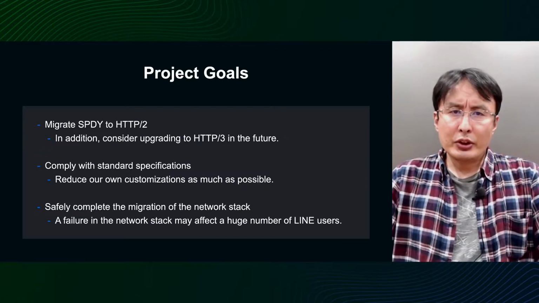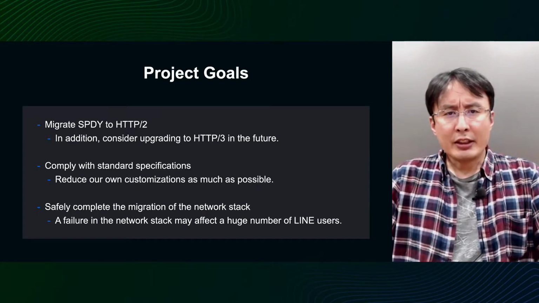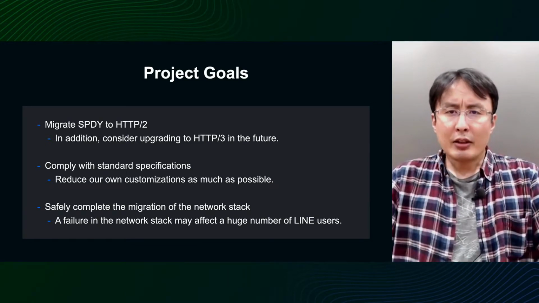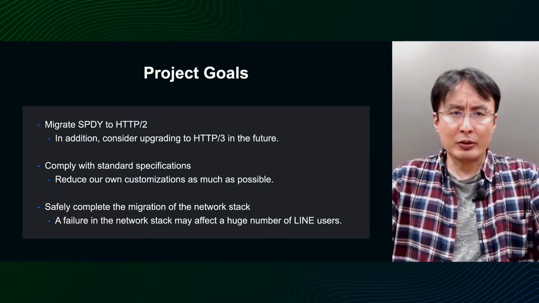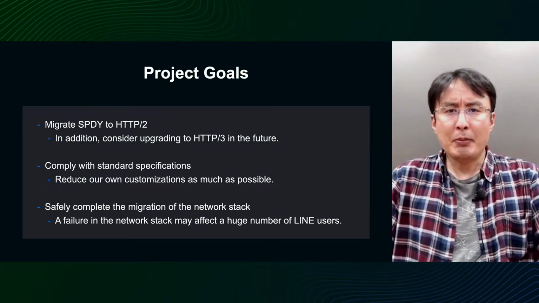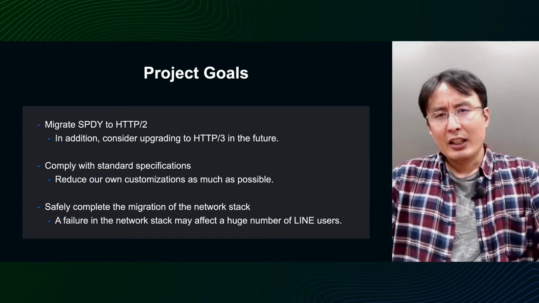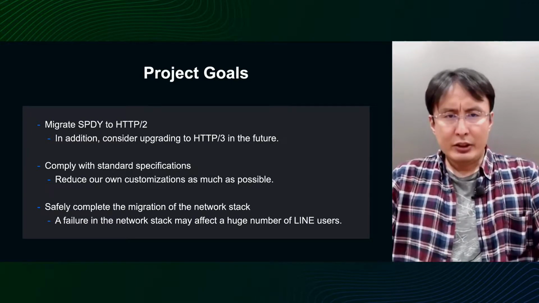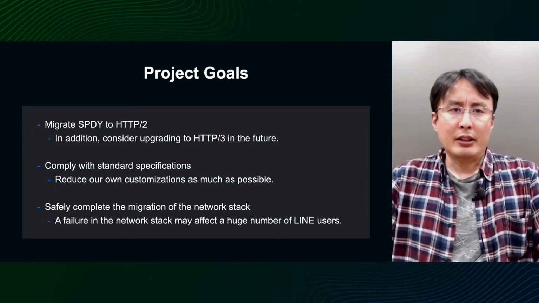The second goal is to stick to the standard specification and avoid customization where possible, as this tends to lead to technical debt later on. The final goal is to successfully complete the revamp of the network stack. In the unlikely event of a failure around the LINE app's communication, this would affect a very large number of users. This is why we have to be very careful during the migration process.